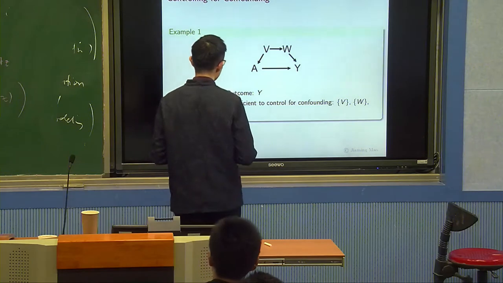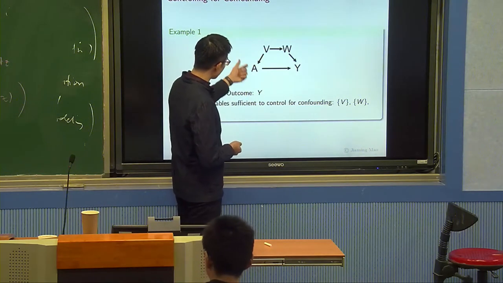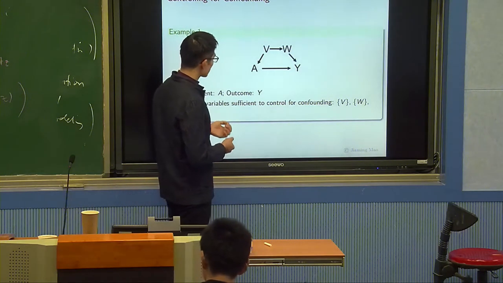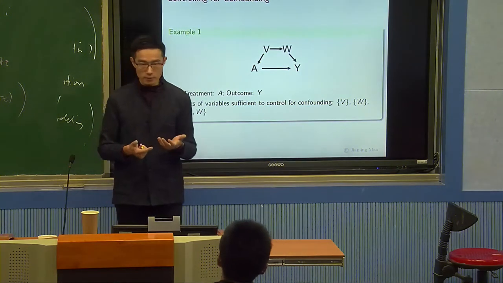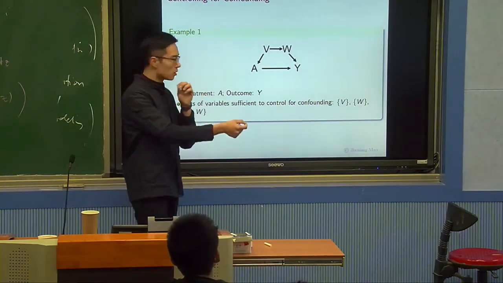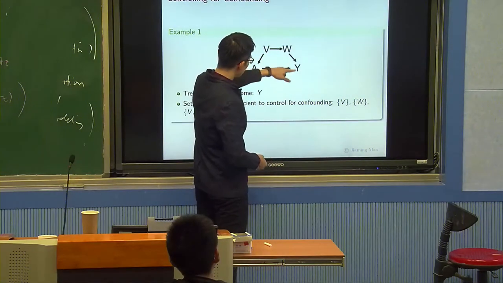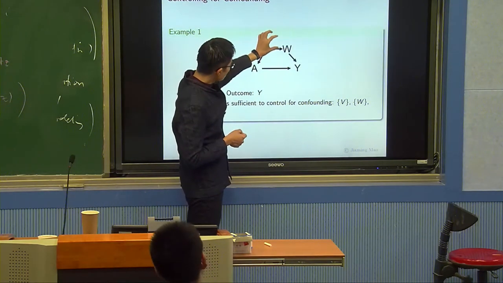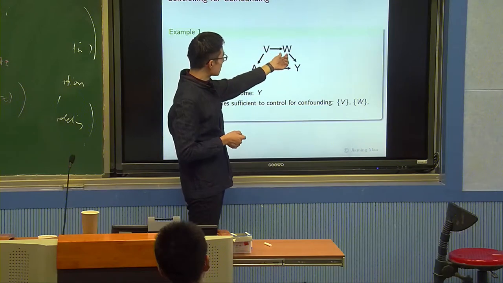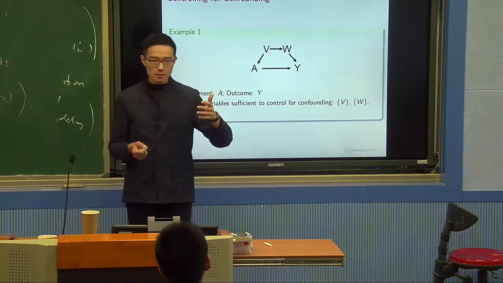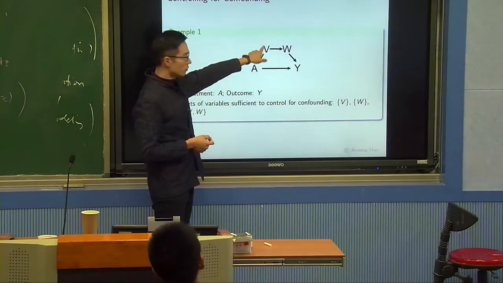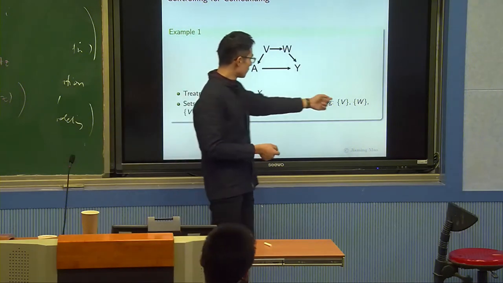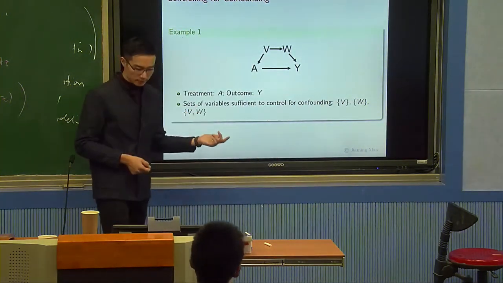Okay, so here's an example. Suppose I'm interested in the causal effect of A on Y. What variables do I need to control? Well, first of all, the confounder here is W, because W is the common cause: W is the cause of A, and W is the cause of Y. However, the backdoor criteria says we do not need to control for W exactly, because you can also control for V. If you control for V, you also block the path. So it turns out that there are multiple sets of variables you can control for: control for V, control for W, or control for V and W together, right?